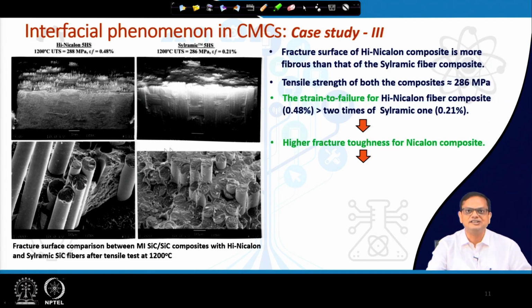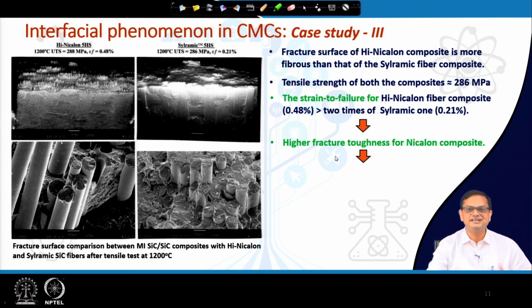Let me give you the data. You can see here that in both cases the tensile strengths are almost similar, around 286 MPa. However, the strain to failure in the case of high Nickelon is around 0.48%, whereas in the case of ceramic fiber it is 0.21% only. So, it is almost double in the case of high Nickelon fiber compared to the ceramic fiber. That means there is more pull out, more strain to failure, and because of that, the important point is that fracture toughness is high when you are using Nickelon fiber compared to the ceramic fiber.